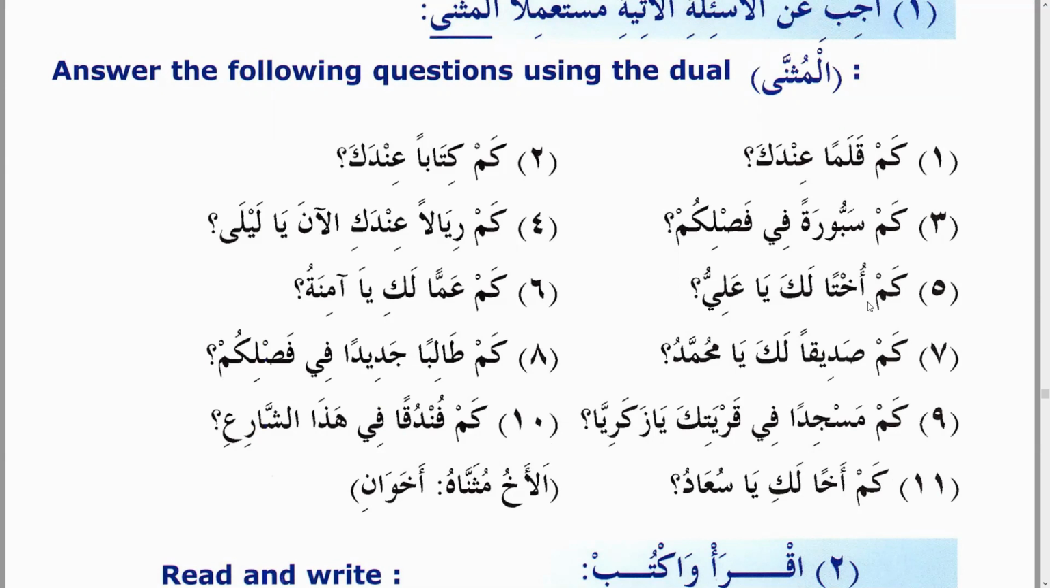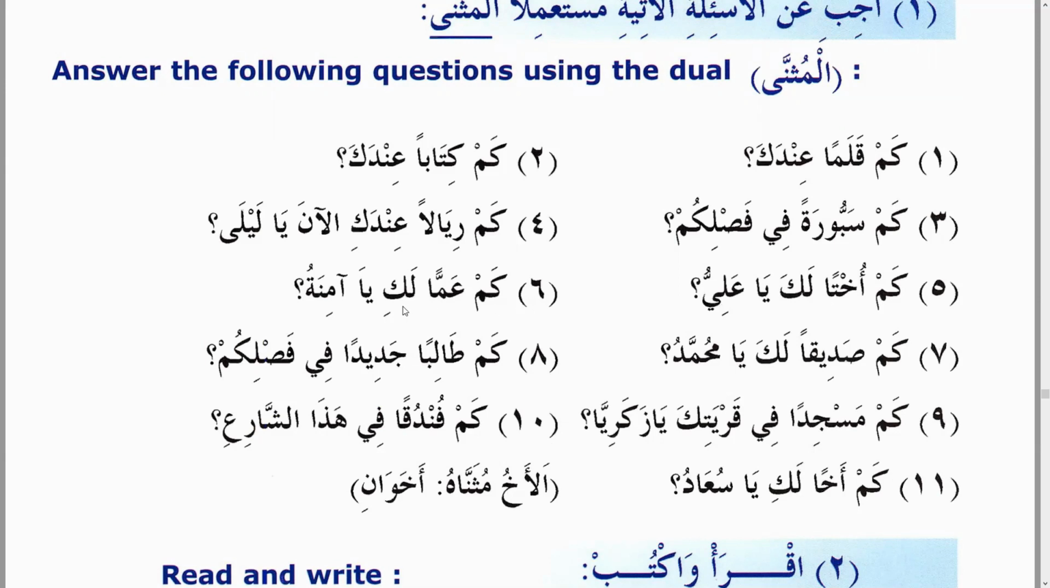Indi riyalani. Kam ukhtan laka ya Aliyu. How many brothers, not brothers, sisters do you have, Ya Ali? So, we can't say indi now. We have to say li. Li ukhtani. I have 2 sisters.